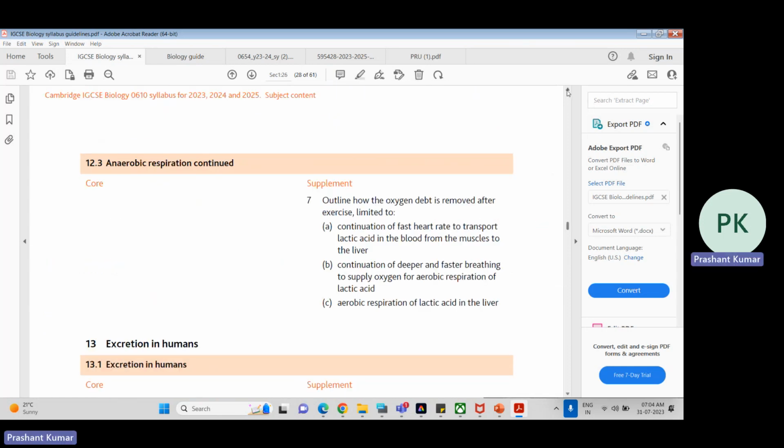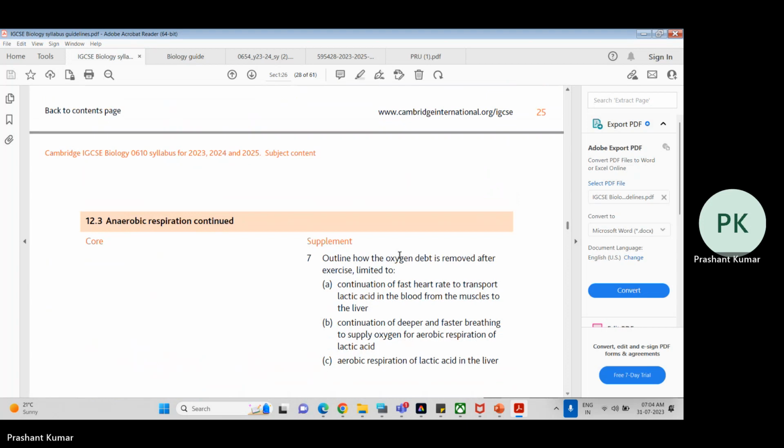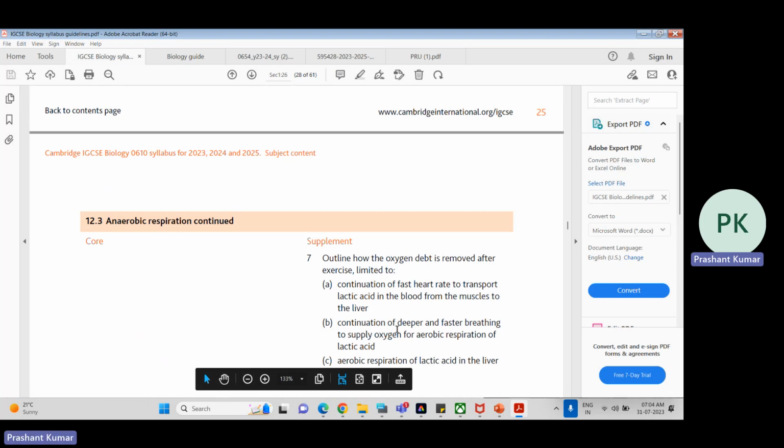And then we'll talk about how the oxygen debt is removed after exercise, limited to continuation of fast heart rate, then continuation of deeper and faster breathing rate, and aerobic respiration of lactic acid in the liver. So all these three sub-concepts will be discussed in oxygen debt. Yeah. So let's begin.